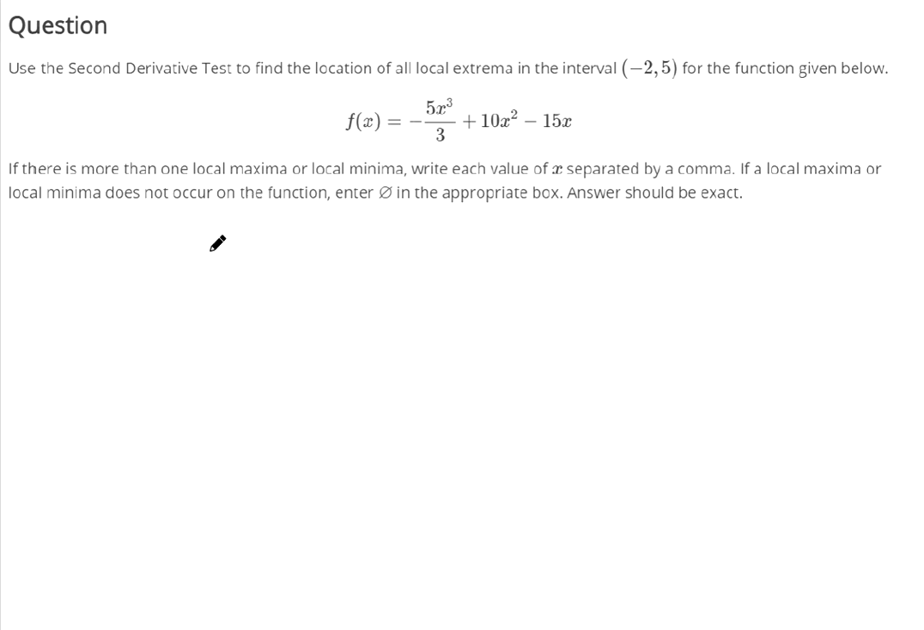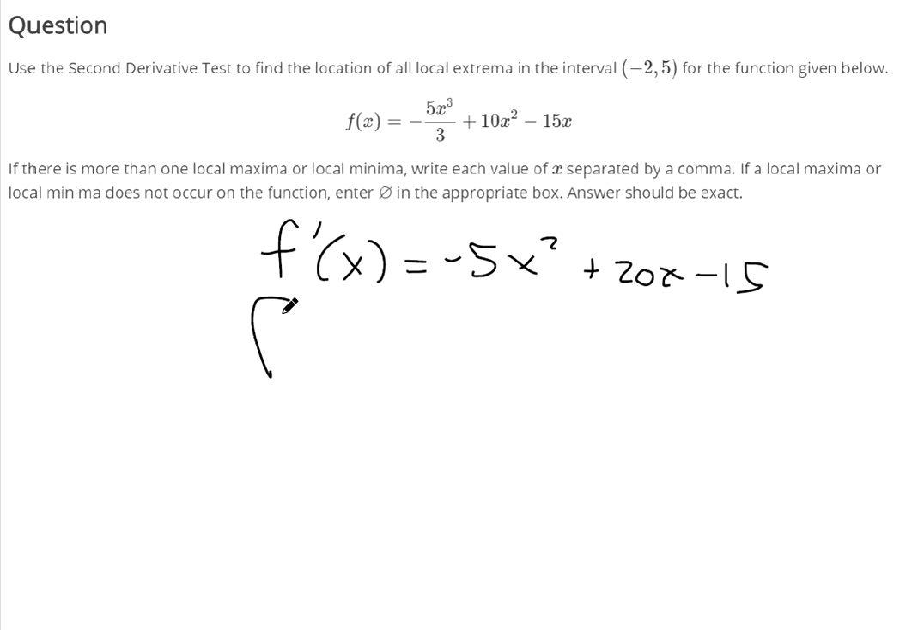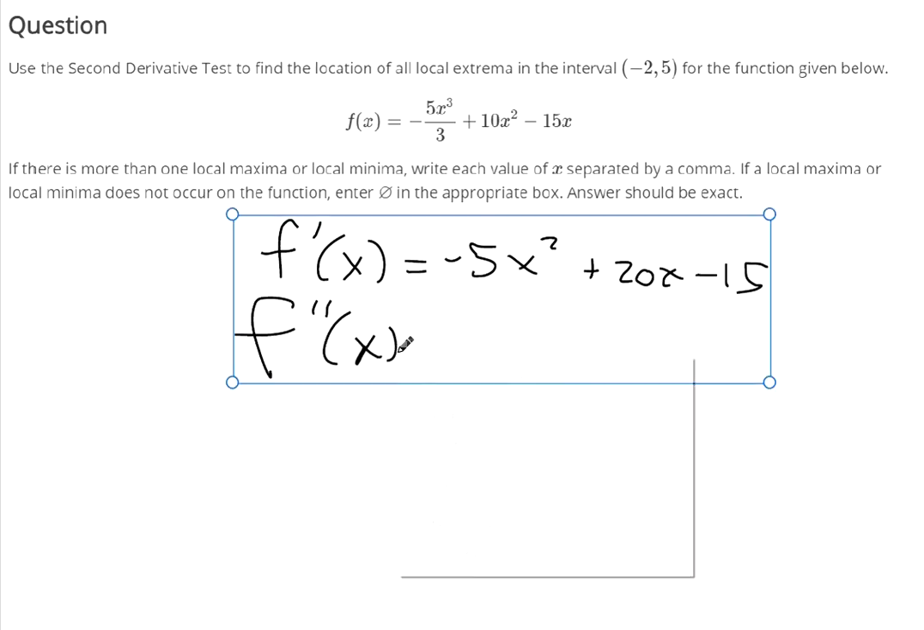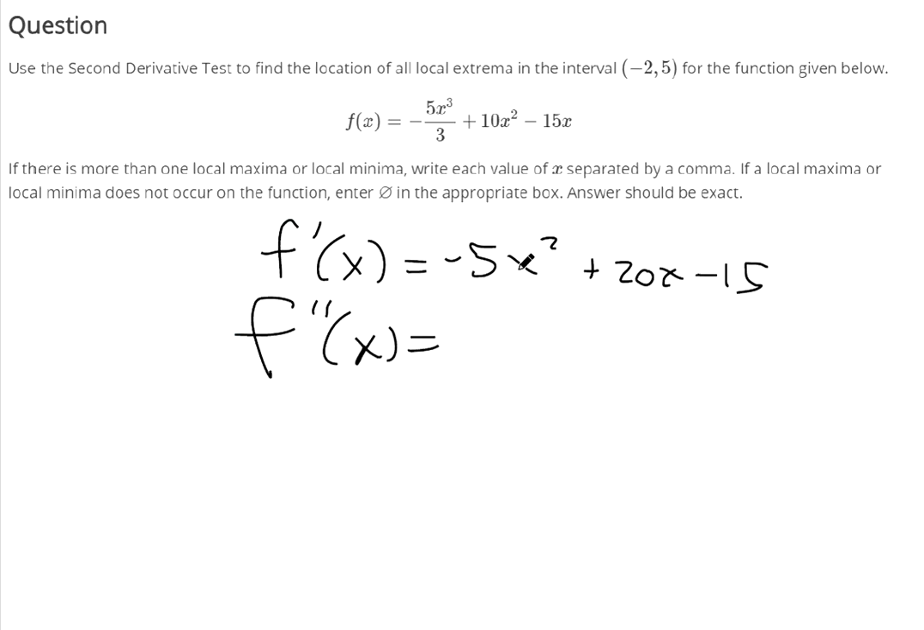Okay, so to use the second derivative test, we need to know what the second derivative is, and we also need to know what the critical points are. So, finding the first derivative, the 3 comes down, multiplies, that's just negative 5x squared plus 20x minus 15. And then the second derivative, nice and straightforward. The 2 comes down and multiplies, and then derivative of 20x is just 20.